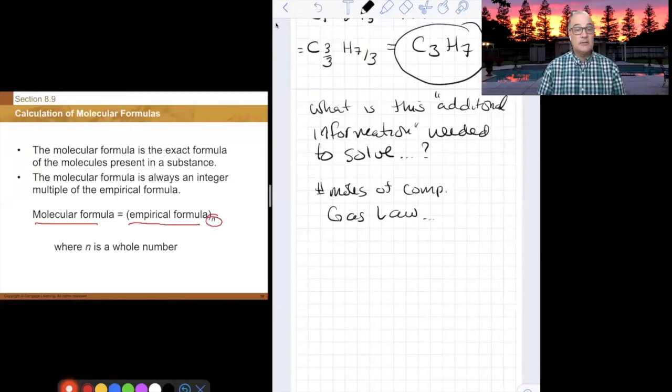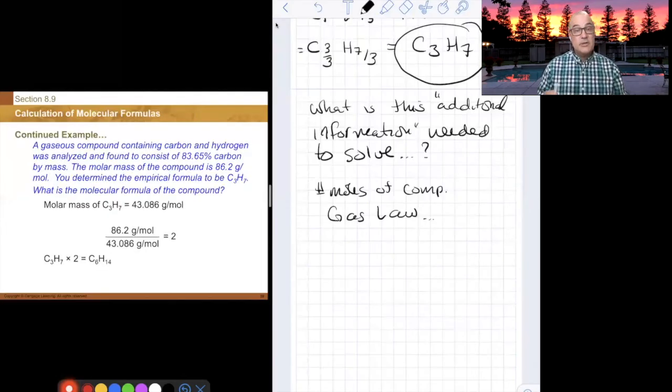In other words, we're going to multiply the coefficients on each element by the same factor, right? So here's an example of additional information that allows us to solve our problem, applied to our C3H7. The gaseous compound containing carbon and hydrogen was analyzed and found to consist of 83.65% carbon, and so on. The molar mass of the compound is 86.2 grams per mole, right?